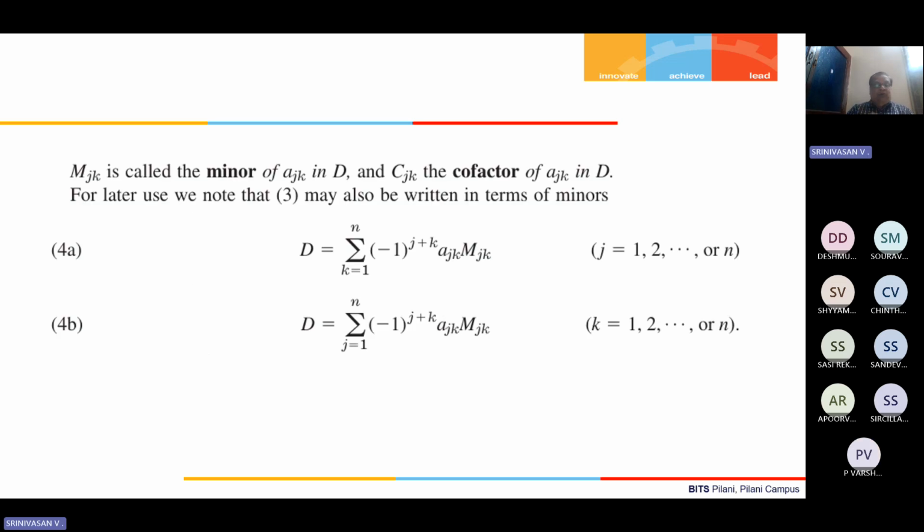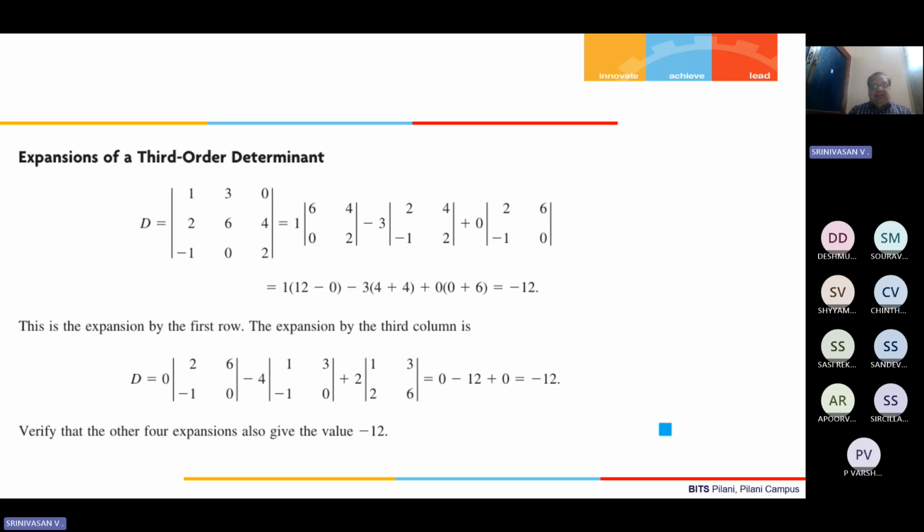Look at, so once again, we will re-emphasize that Mjk is called the minor of Ajk in D and Cjk the cofactor of Ajk in D. Now, what's the difference between these two? You just see minus 1 power j plus k Ajk Mjk, and you have for j equal to 1 to n and for k equal to 1 to n. So you can have for rows and columns. That is, what is the meaning of this? When you have an illustration, you will definitely be able to understand instead of theoretical notation. You just see that. That's what exactly it means.